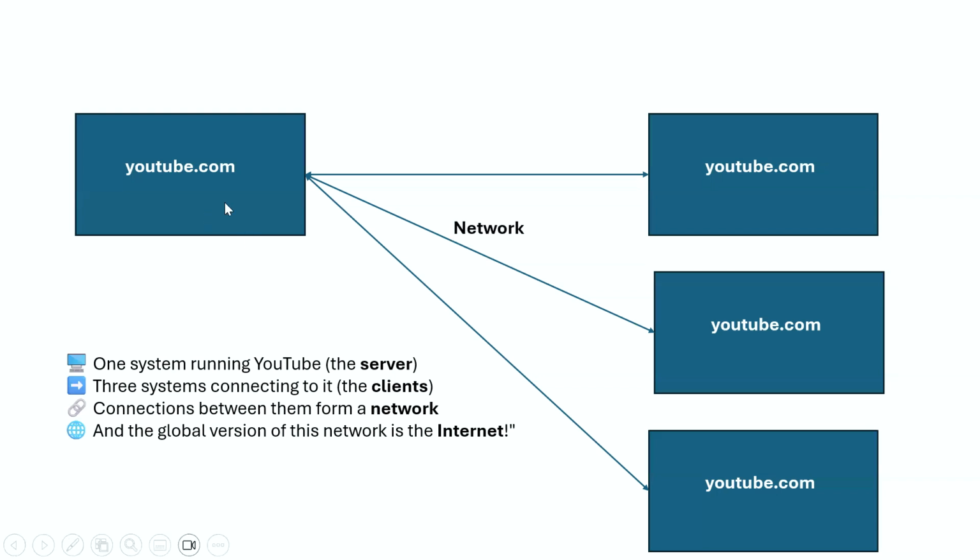Here, in the similar way, this is the system in which data is present and other computers are accessing it. So this is your server. Okay. 3 systems connecting to it means these 3 are the clients. Next, the connections between them form a network. So this connection is what we call a network. And the global version of this network is the internet. So I hope I am clear with the meaning of what is a network and internet. Network is just a connection between the computers to share the data. So when we have created this global network across the world, this is what we call the internet.